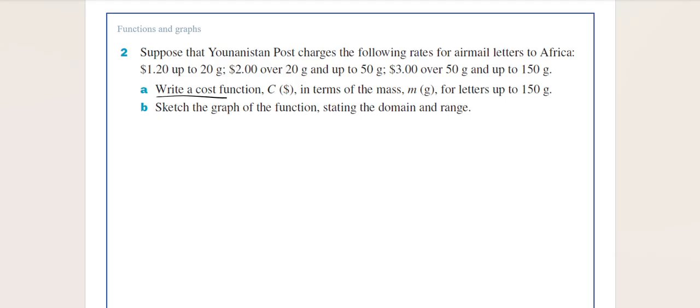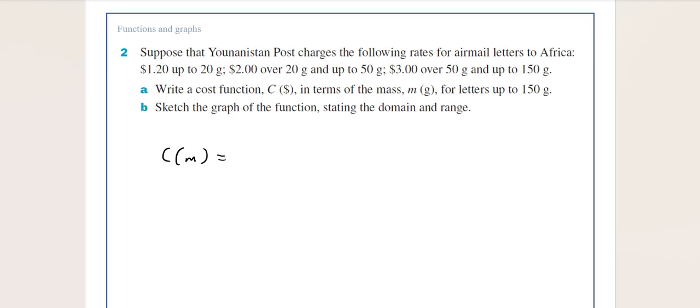What we're asked to do is write a cost function C in terms of the mass M for letters up to 150 grams. So we're going to write a function. It's going to be called C. I'm just going to have C depending on the mass. Sorry, that's a better way to do it. Depends on the mass, so mass is what should go in the brackets.